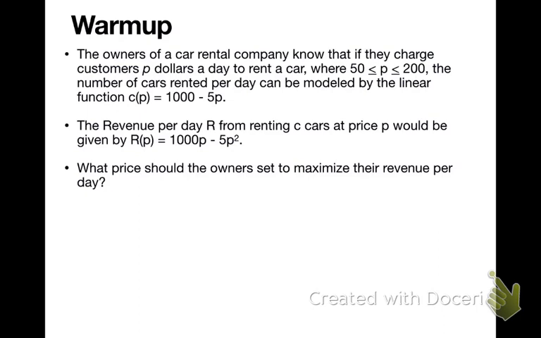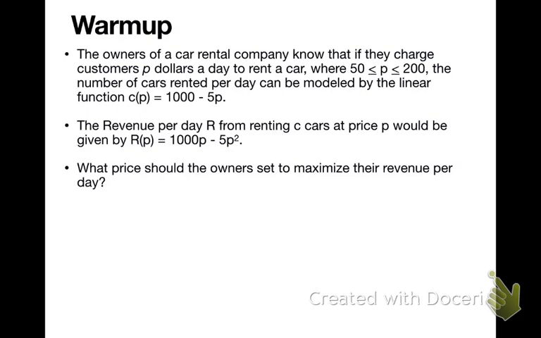So here's an example. The owners of a car rental company know that if they charge customers P dollars a day to rent a car, where P is between 50 and 200, the number of cars rented per day can be modeled by the linear function C of P equals 1000 minus 5P. Then the revenue, the amount of money that the company brings in, would be represented by function R of P. And notice that function R is just C of P multiplied by P.